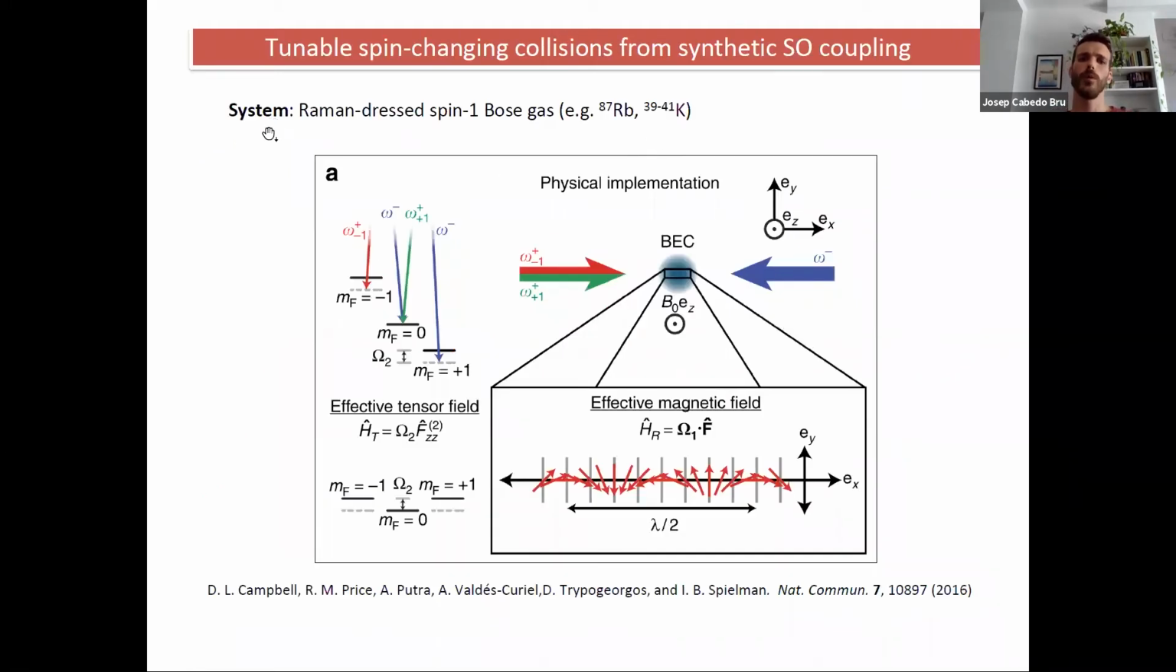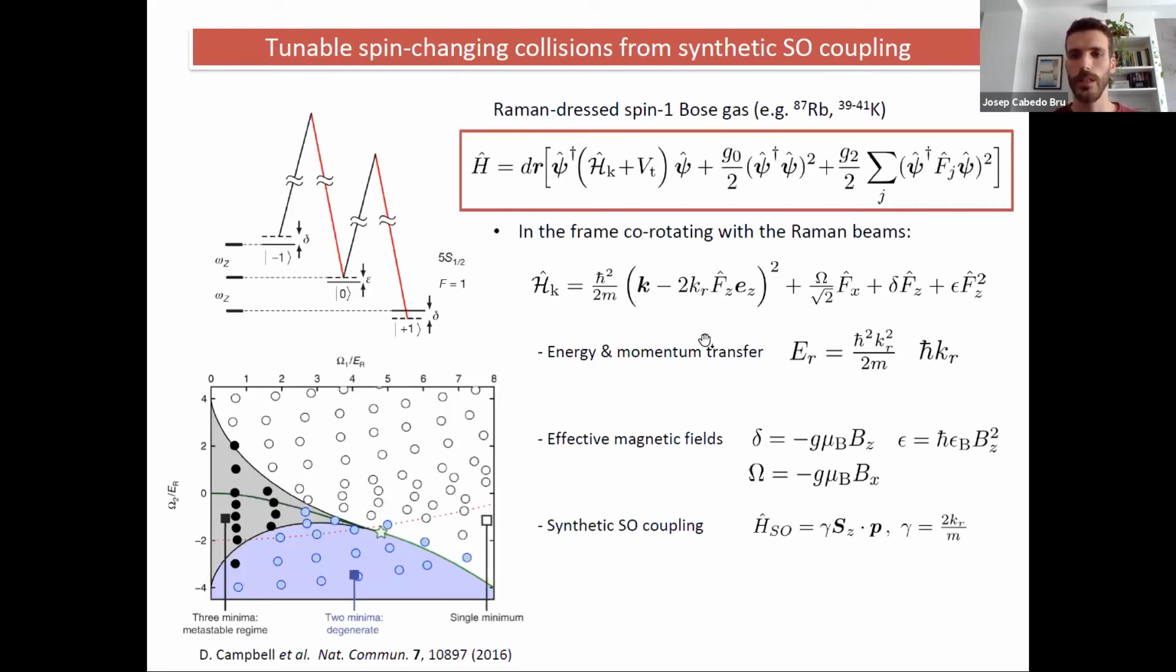Okay, so in our work, we consider this form of spin-orbit coupling that emerges from Raman dressing, but we consider it for spin one systems in which three internal states are nearly resonantly coupled by Raman transition. We base our implementation in this work on the group of Ian Spielman from 2016. But essentially, the concept is very similar to what I just explained, in the sense that the Raman dressing induces this position dependent magnetic field. And when we go to the frame that rotates with this, this turns into an effective spin-orbit coupling coefficient.